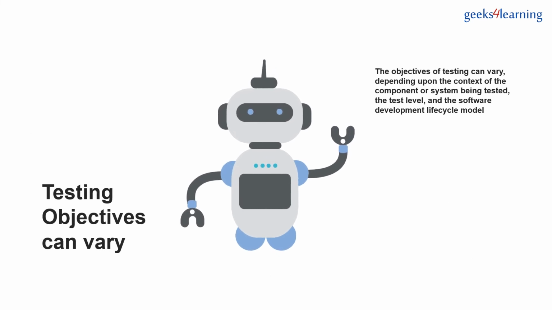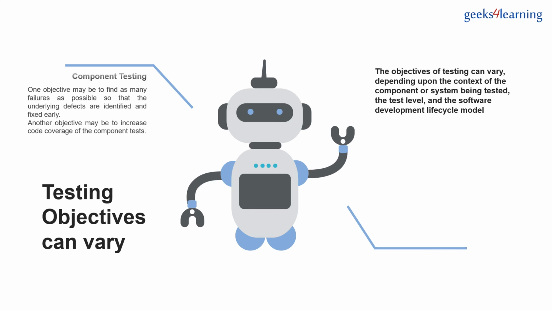The objectives of testing can vary, depending upon the context of the component or system being tested, the test level, and the software development lifecycle model. These differences may include, for example, during component testing, one objective may be to find as many failures as possible so that the underlying defects are identified and fixed early. Another objective may be to increase code coverage of the component tests.